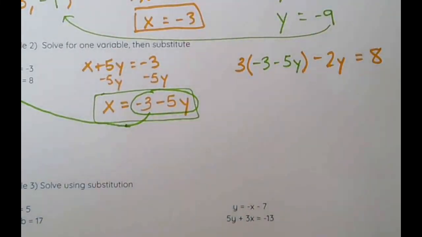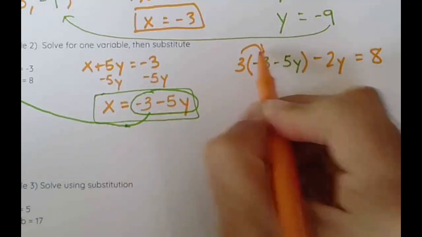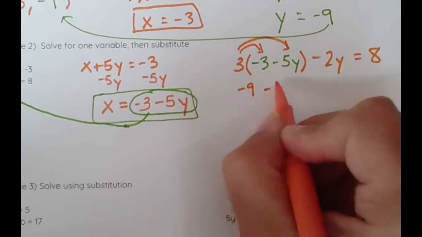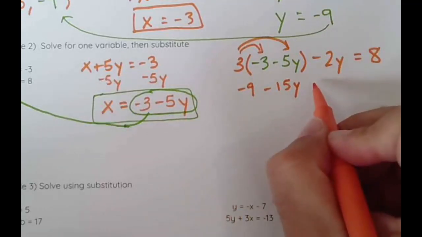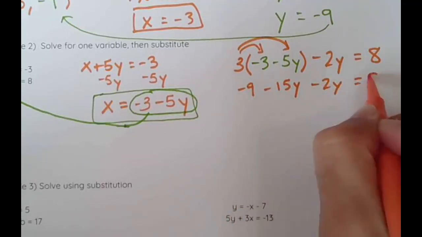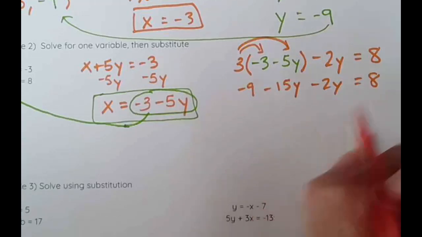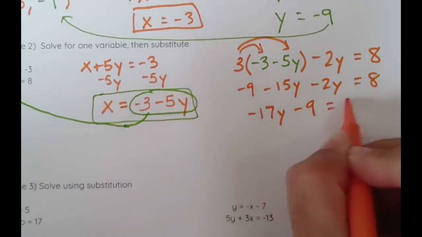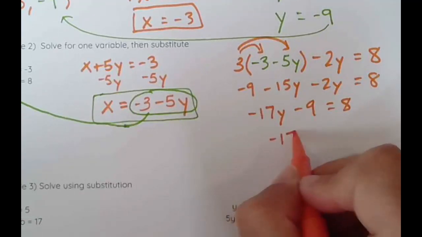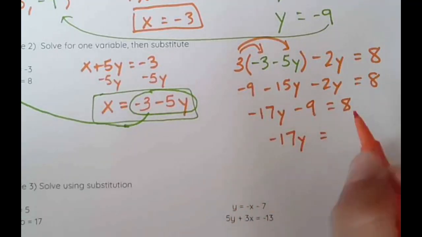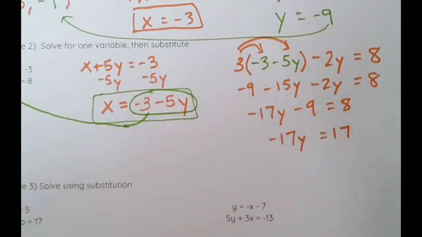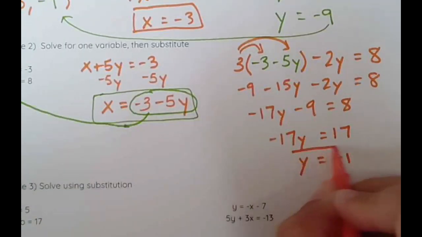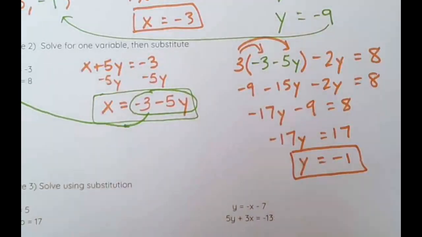Got to distribute here, so it's going to be negative 9 minus 15y minus 2y equals 8. Combine my terms, so negative 17y minus 9 equals 8. Negative 17y, add the 9 on both sides, gives me 17. Divided by negative 17, y equals negative 1. So there's my y value of my solution.